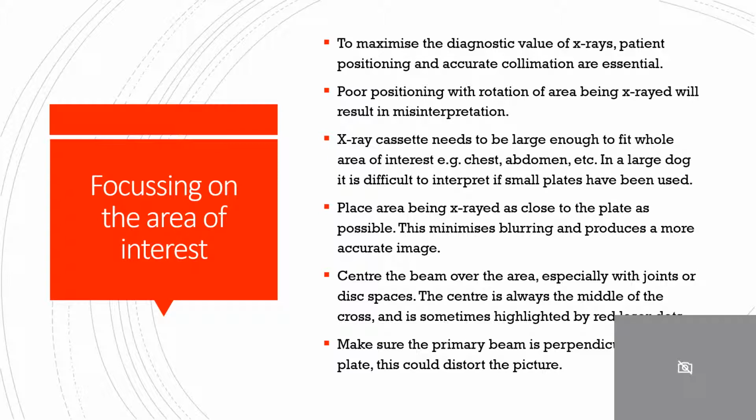We should centre the primary beam over the area, especially where joints or disc space is focused on. The centre is always the middle of the cross and it is sometimes highlighted by red laser dots. And we should make sure that the primary beam is perpendicular to the plate, as otherwise we could have a distorted picture.